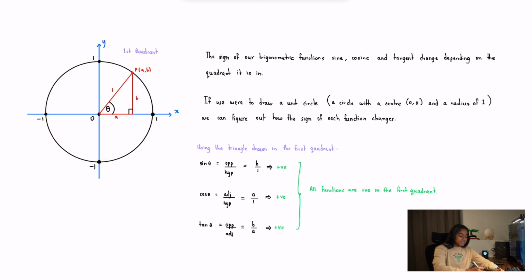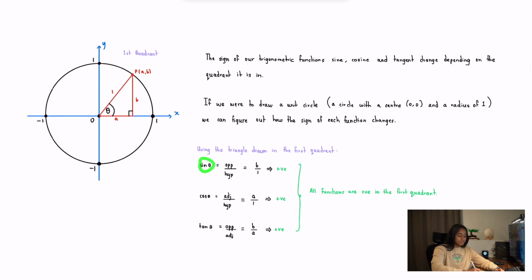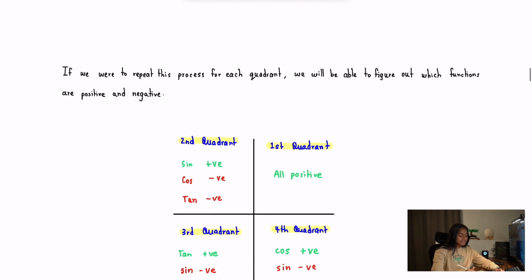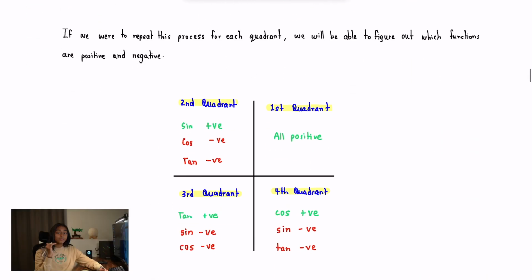So using the triangle drawn in the first quadrant, we just focus on the first quadrant in this example, we can see that sine would be positive, cos would also be positive, and tan positive. So all functions are positive in the first quadrant. However, this is not the case for all the quadrants. If we repeat the process for each quadrant, 2, 3, and 4, we'll be able to figure out which functions are positive and negative.